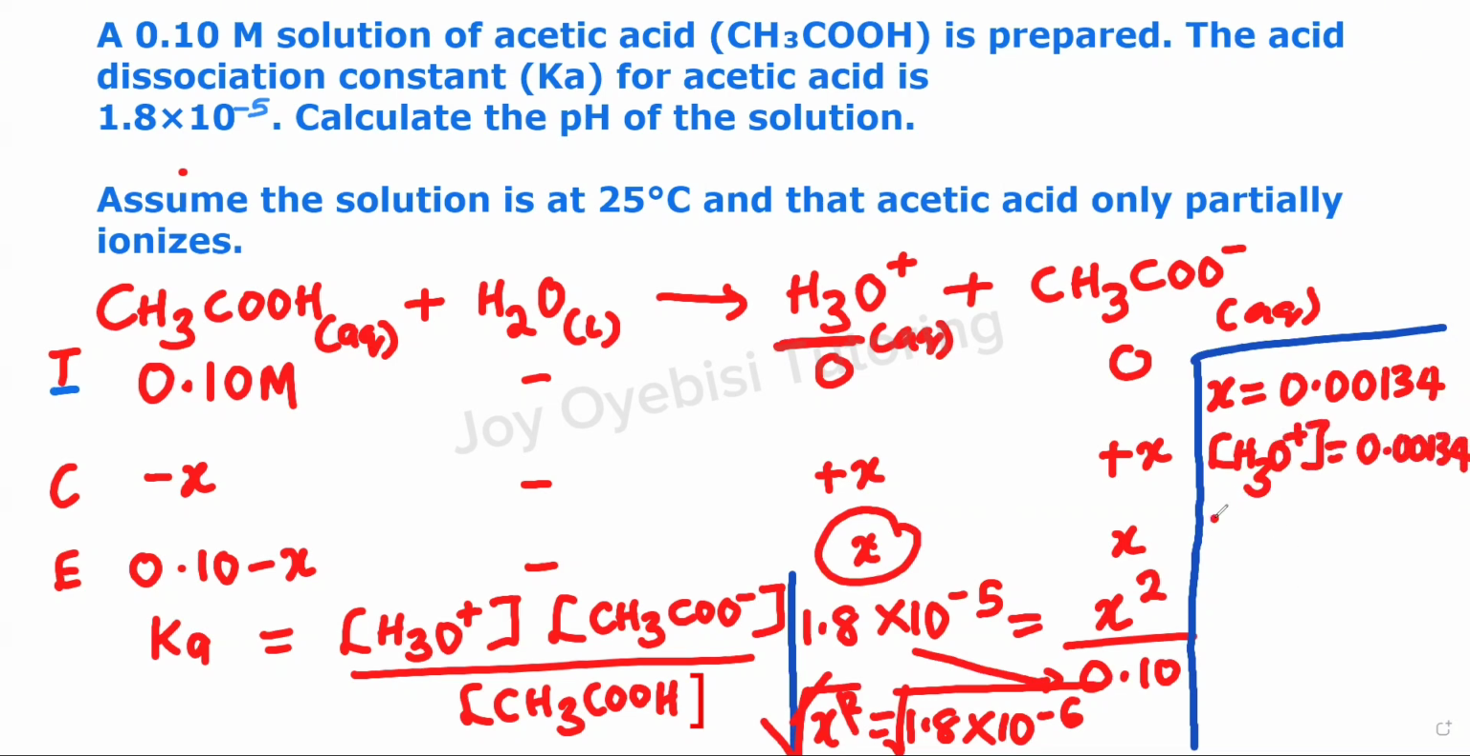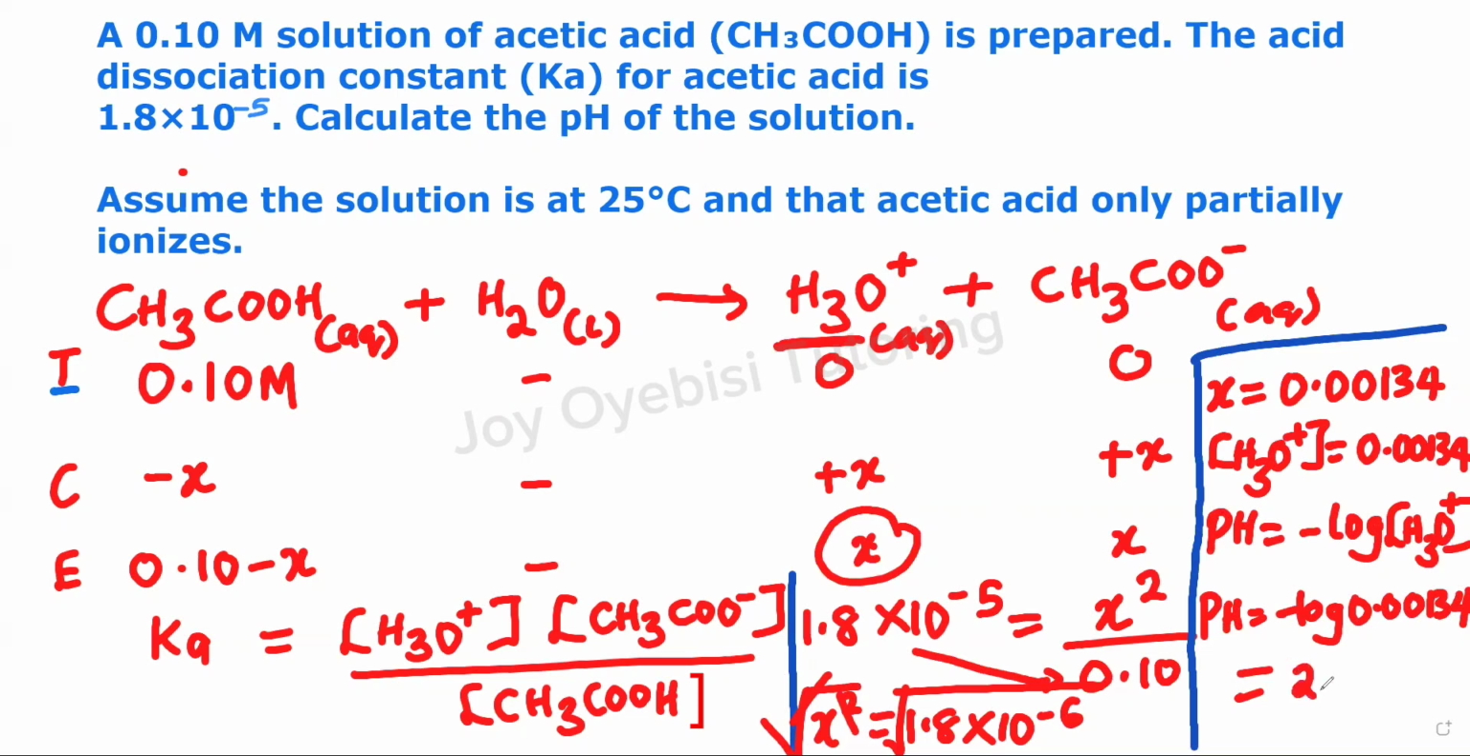0.00134. pH is equal to negative log of H3O+, which means that the pH will be equal to negative log of 0.00134. And that gives me 2.87 as the pH.